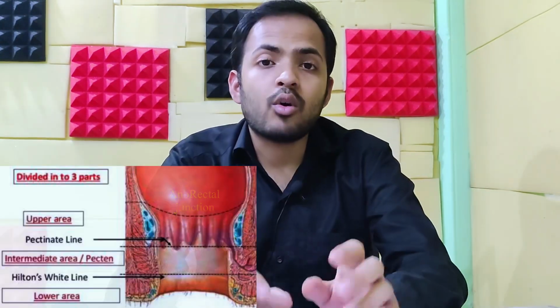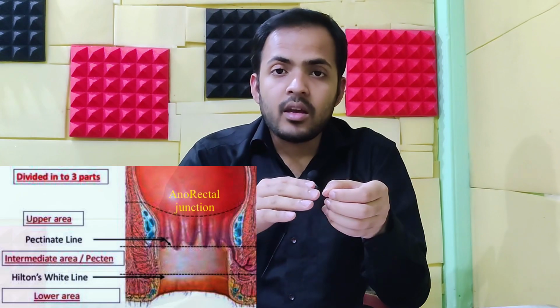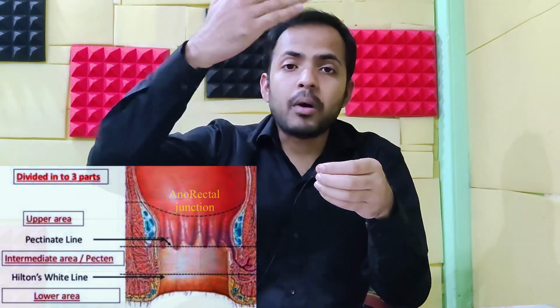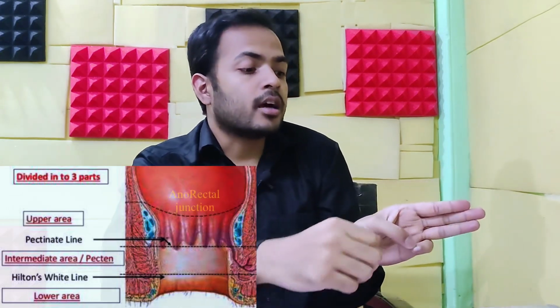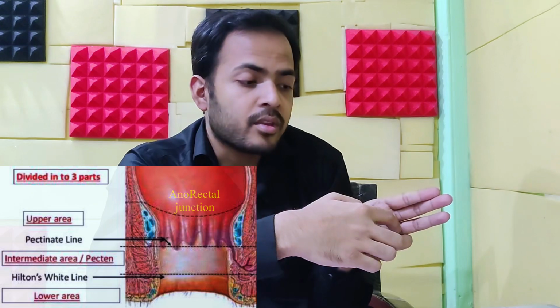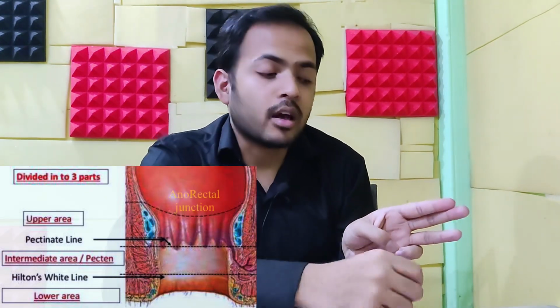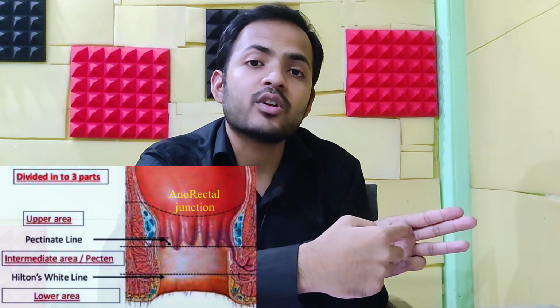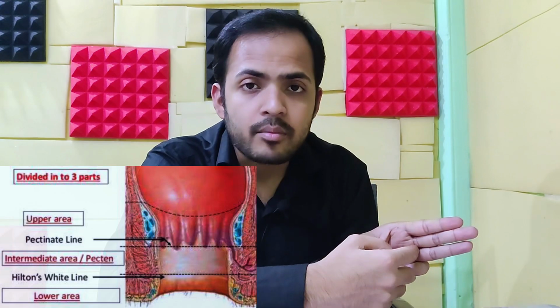Now, one important thing to try to understand. Suppose this is the anal canal and I cut this anal canal in a vertical section, a sagittal section. So you can see the inner wall of this anal canal. And you can see two lines, as you can see in this photo. The upper line is known as the pectinate line, and the lower one is known as Hilton's line.